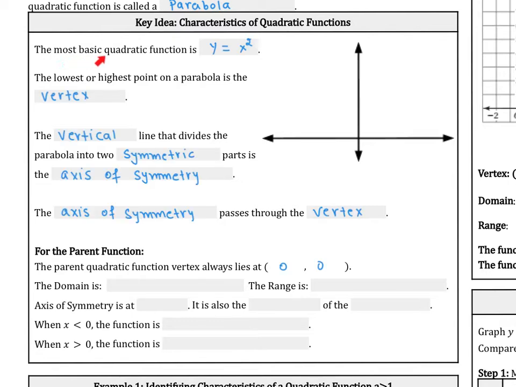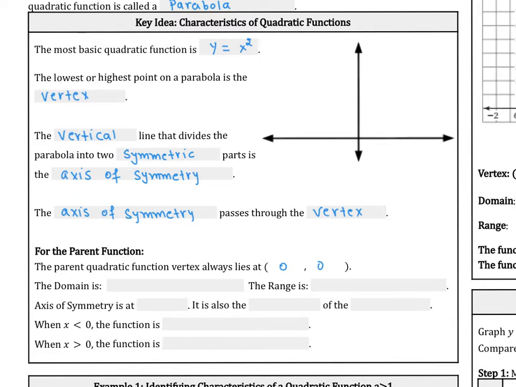The most basic quadratic function is y equals x squared. This is also called the parent function, where you do not have any number in the front or in the back. That pure function is called a parent function. The lowest or highest point on a parabola is called the vertex. The vertical line that divides the parabola into two symmetric parts is the axis of symmetry. Axis also means a line.